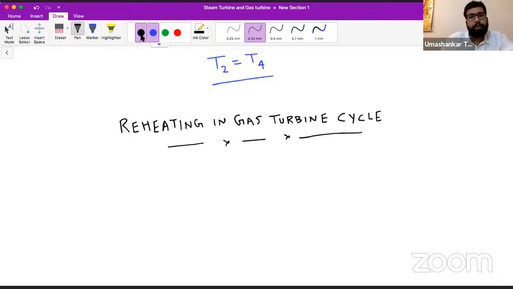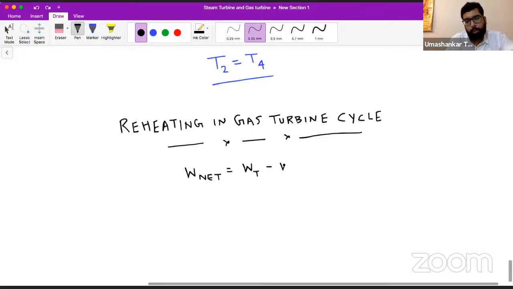So this is our reheat cycle in gas turbine cycle. So why do we do reheat? In the previous session also, I told you we do reheating and intercooling to increase the network output. In intercooling, the network output was getting increased because the compressor work was decreasing.